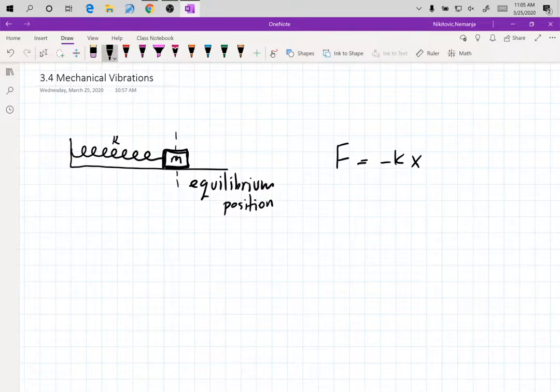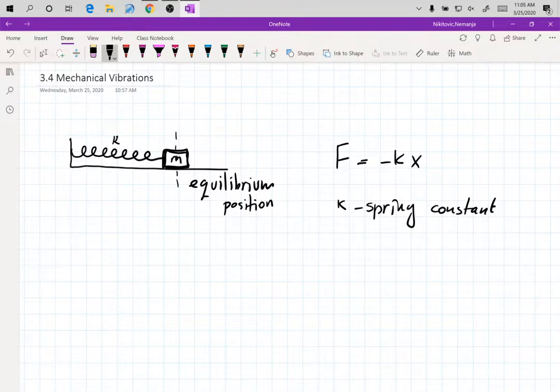So the k is known as the spring constant. And technically that's the one that decides how stiff the spring is. So that's the one that describes the stiffness of the spring.